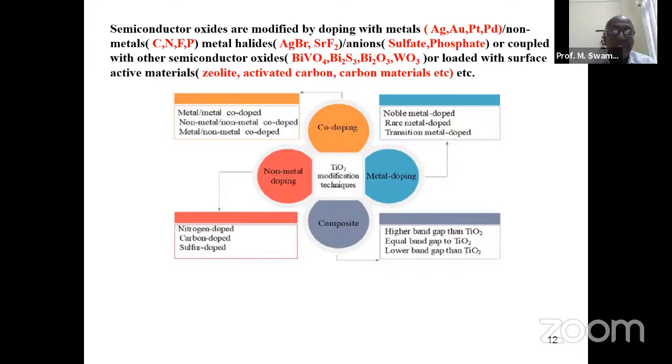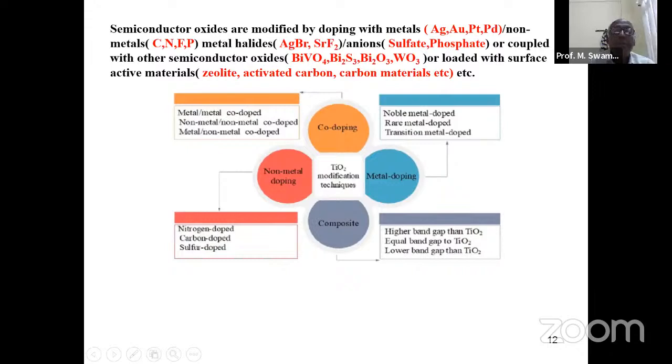This slide shows the different modification techniques. We can have metal doping or non-metal doping, or we can have co-doping, that is bimetallic doping, or a metal and a non-metal like that, and a composite also.